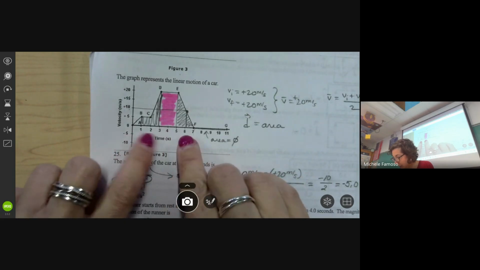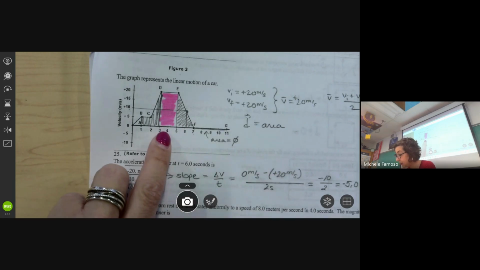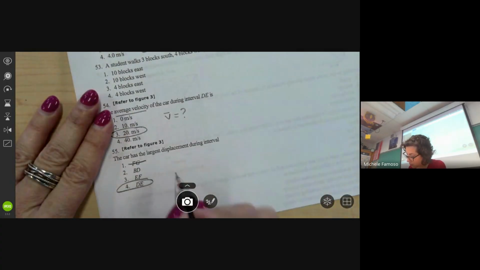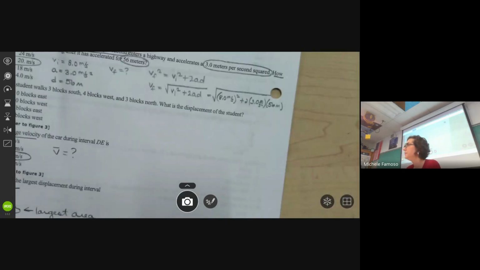B to D is 2 seconds. D to E is 2 seconds. E to F is 2 seconds. I believe it's D to E. That's the biggest shape. So that means it is choice 4. That gives us the largest area or the biggest shape. Anything else through 60?